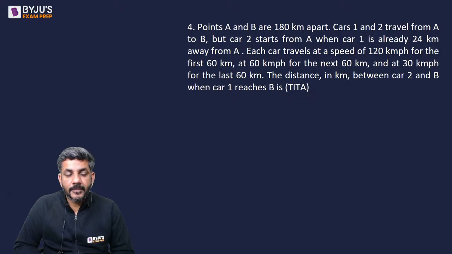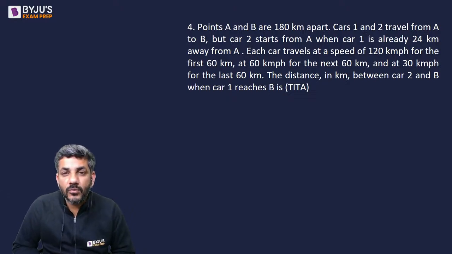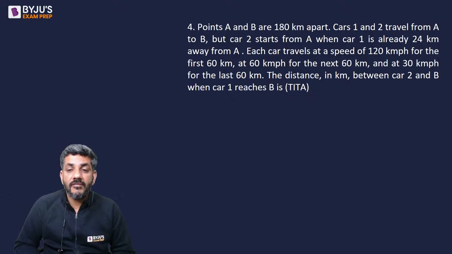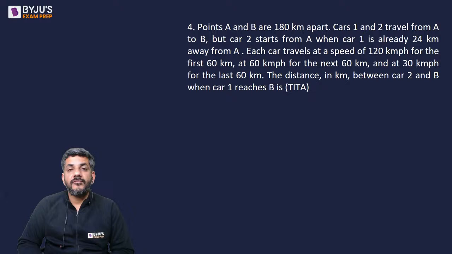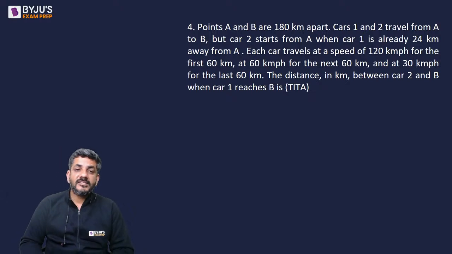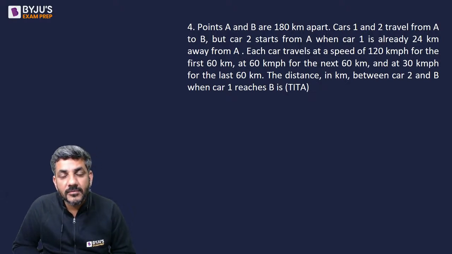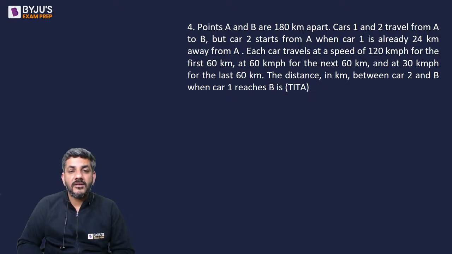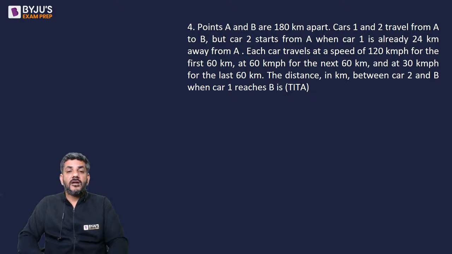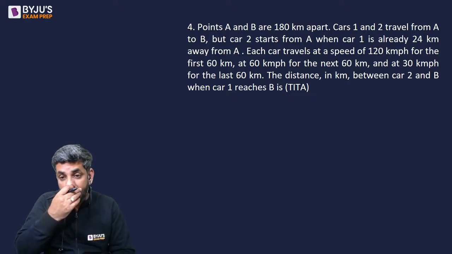Let's start doing it. Points A and B are 180 kilometers apart. Car 1 and 2 travel from A to B, but car 2 travels from A when car 1 is already 24 kilometers away from A. Each car travels at a speed of 120 km per hour for the first 60 kilometers, at 60 km per hour for the next 60 kilometers, and at 30 kilometers per hour for the last 60 kilometers. The distance in kilometers between car 2 and B when car 1 reaches B.